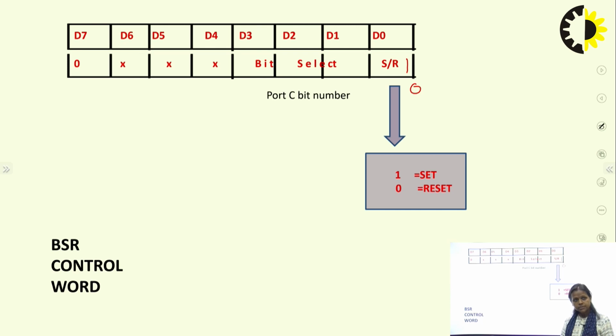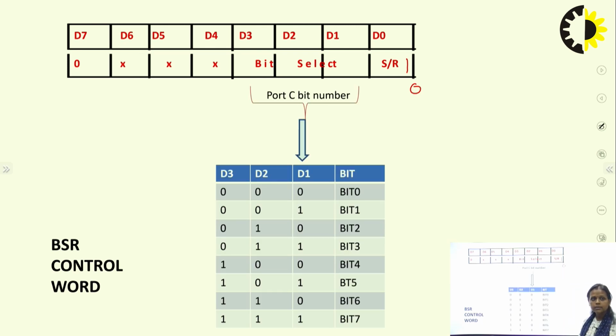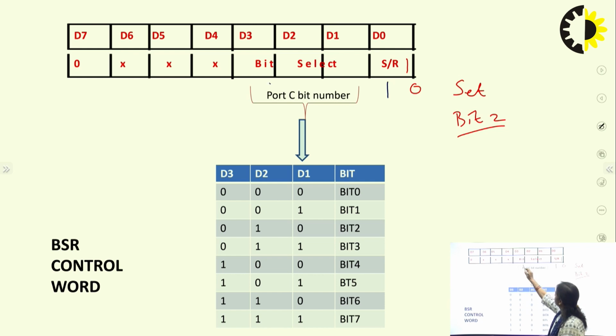Now suppose we want to set bit 2. So what will we do here? We will provide 1 here, because we want to set a bit, and we want to set which bit? Bit 2. So for bit 2 we will give 0, 1, 0.